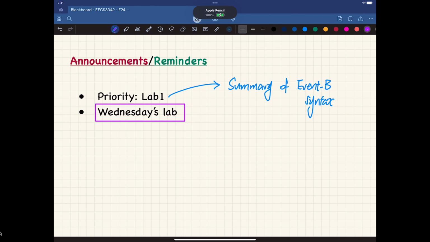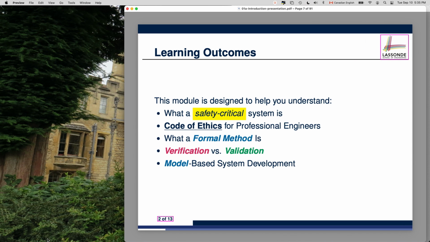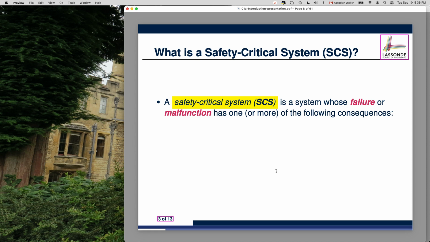Let's now move on to the introduction lecture over here. Let's now start the first one. What is a safety critical system? So there is a difference between safety critical versus mission critical. A mission critical system is what you're going to take in 4315. But let's understand really the difference. Let's see a simple definition.